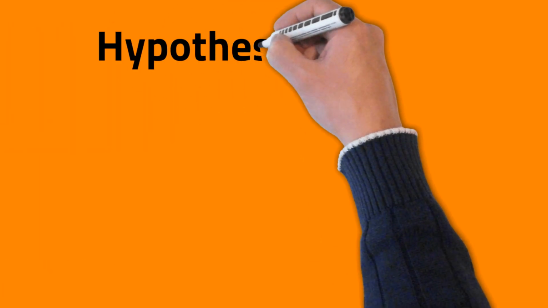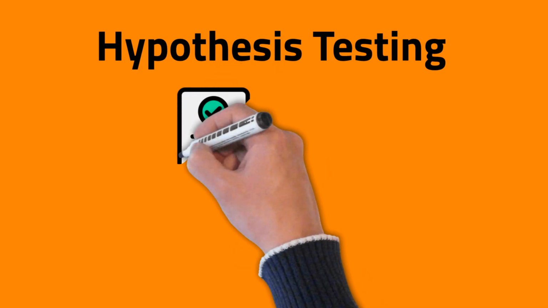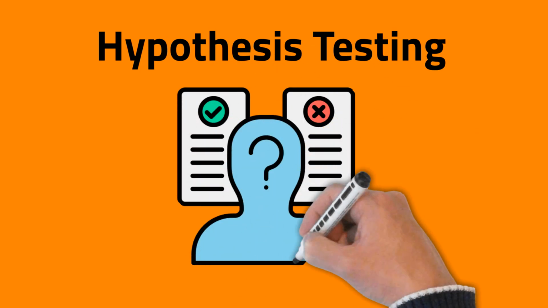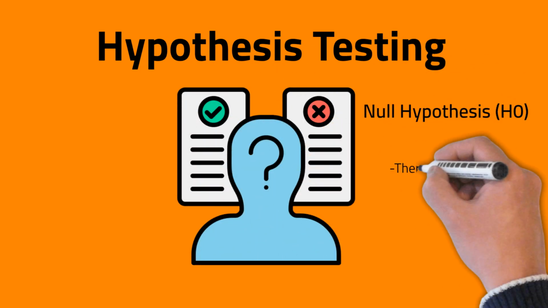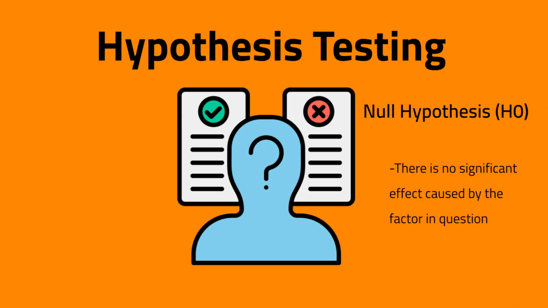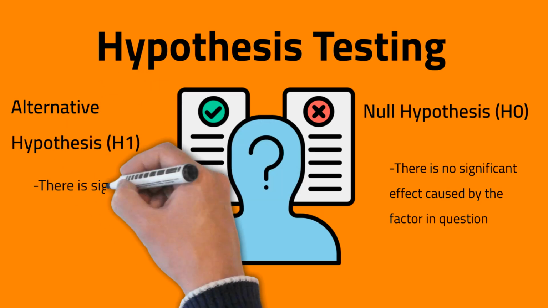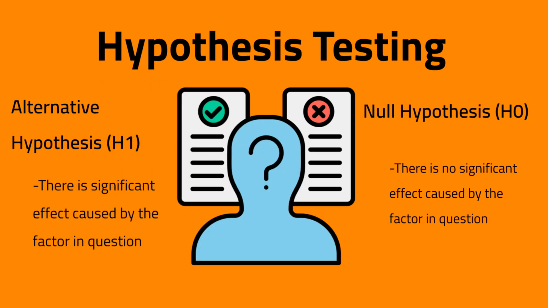Hypothesis testing is another essential tool in the analyze phase. This statistical method is used to validate assumptions and determine whether a particular factor is actually impacting the process. Here's how it works. We start with a null hypothesis. This is the assumption that there is no significant effect or difference caused by the factor in question. We then collect data and use a statistical test, like a t-test or chi-square test, to check whether the data supports or rejects the null hypothesis.